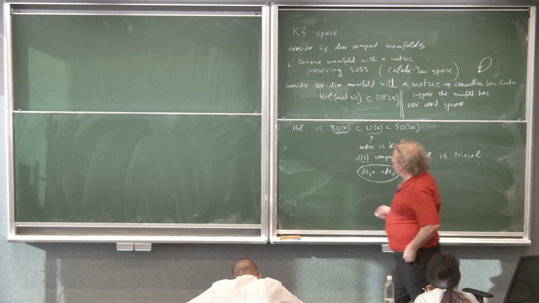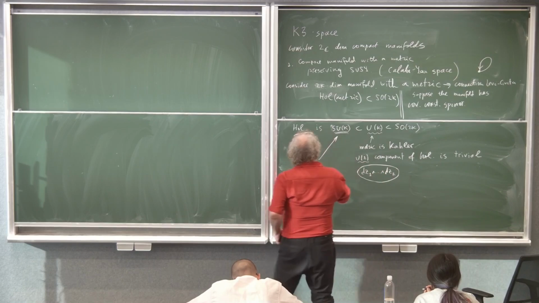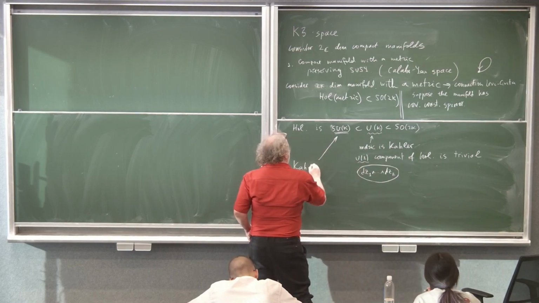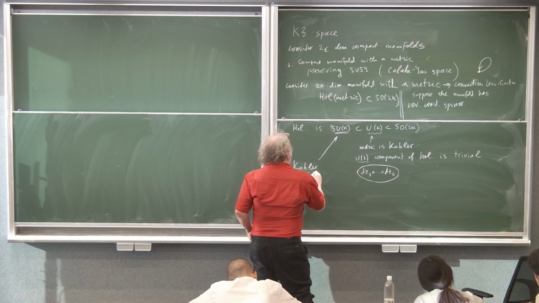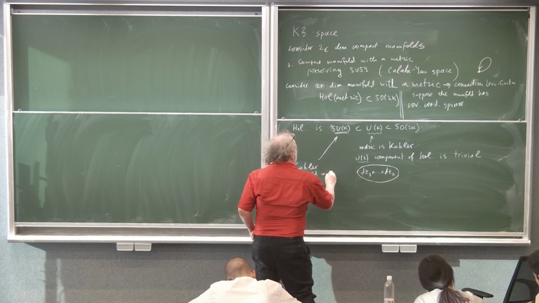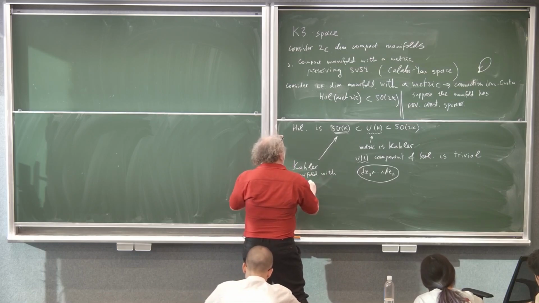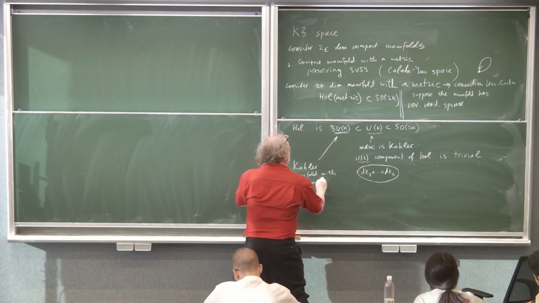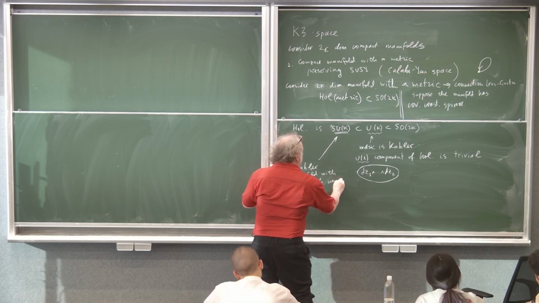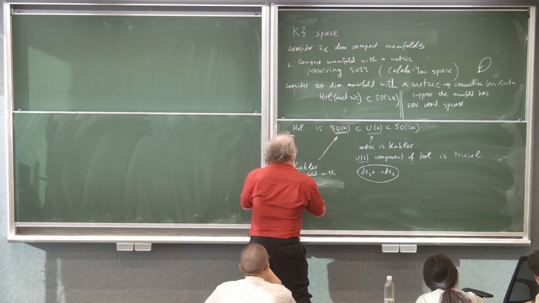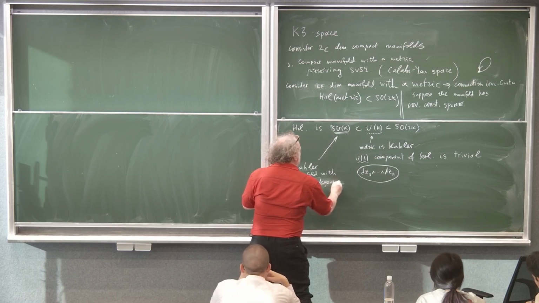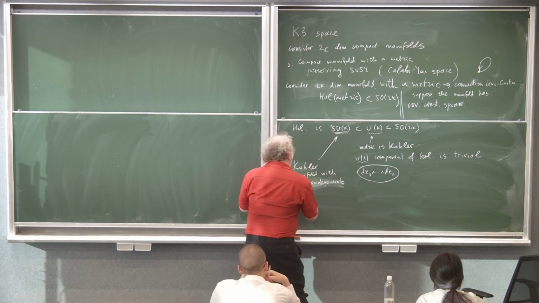It means that here we have a Kähler manifold with a single non-degenerate holomorphic top form.